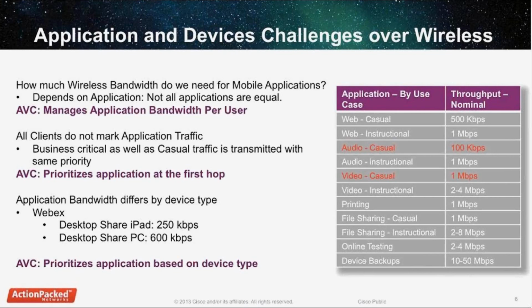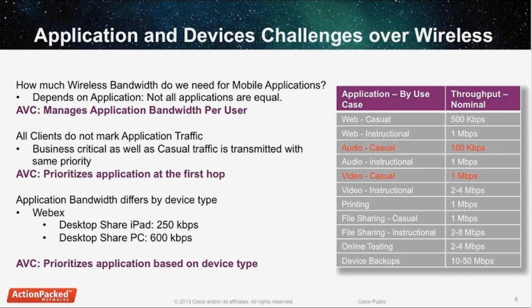Also, what happens is the devices that you have today do not really mark application traffic inherently. So that's one more perplexing issue, because now if you're talking about an iPhone having a Cisco Jabber call, that device is not going to mark the traffic. So that's why you need AVC to prioritize the traffic at the first hop. That's the value add of having AVC on wireless.